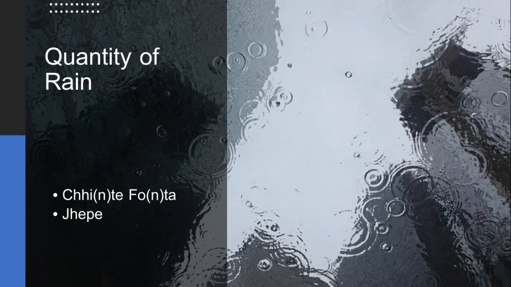Chite fota on the other hand is the extreme opposite of this. Fota means drop. Chite comes from chitano, which means to throw. So chite fota means it's like throwing a few drops. This is the type of rain where even the ground does not get wet. So chite fota means like a few drops of rain fell from the sky. So chite fota is one extreme and jhepe is the other extreme.